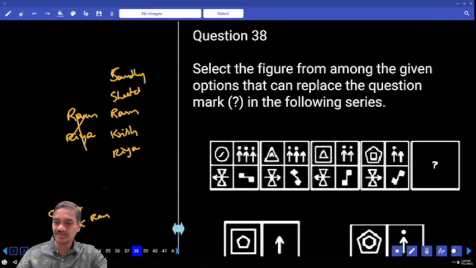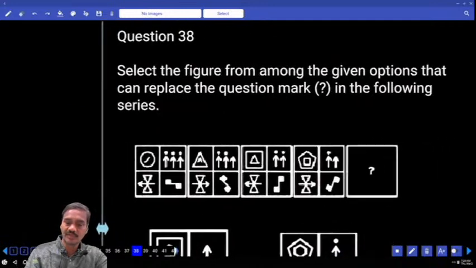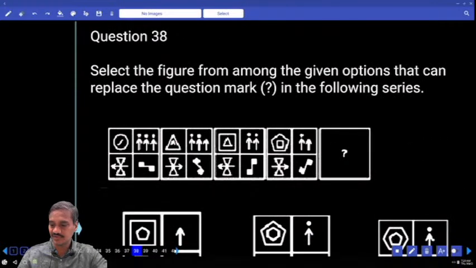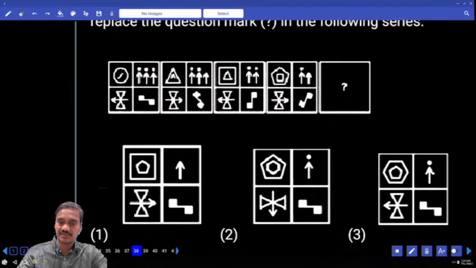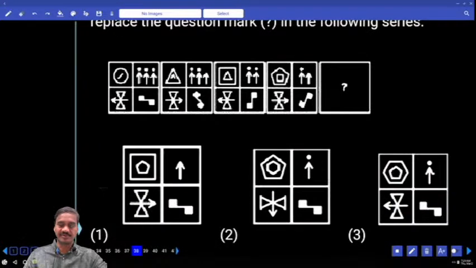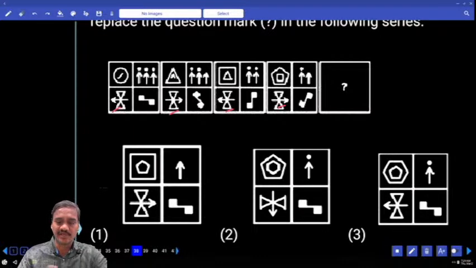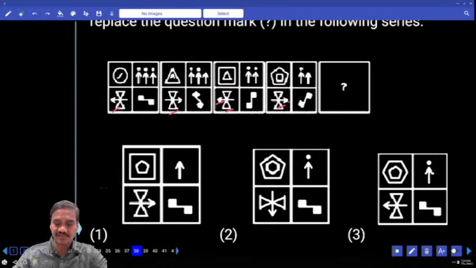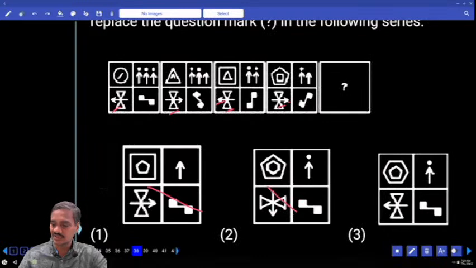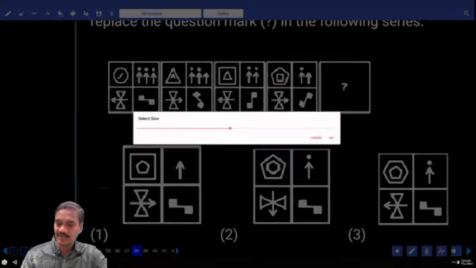Then the 38th one. Then we need to find out the figure in the series. Now in this series, the first element, if you check here, in all the cases this element is the same. The only thing is the arrow is changing. Left hand side, right hand side. Here left hand side, right hand side. Next it must be left hand side. Now among the given choices, left hand side, choice 3.